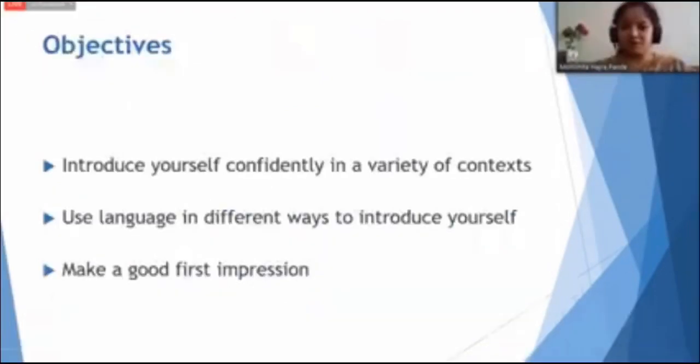Objectives of this session are: introduce yourself confidently in a variety of contexts, use language in different ways to introduce yourself, and make a good first impression.